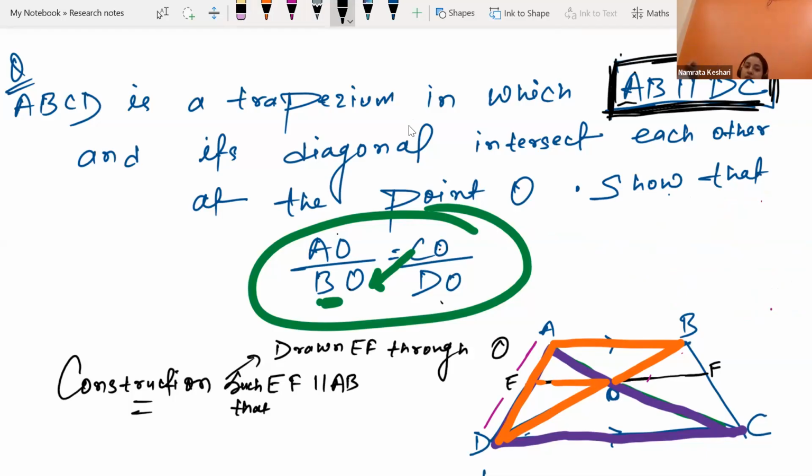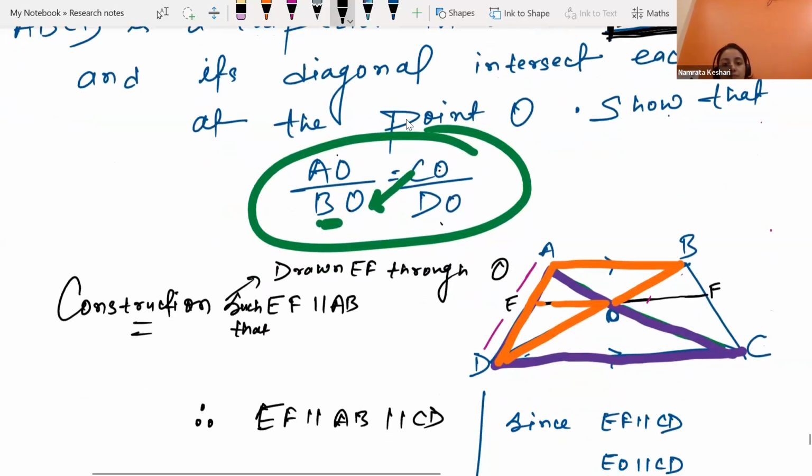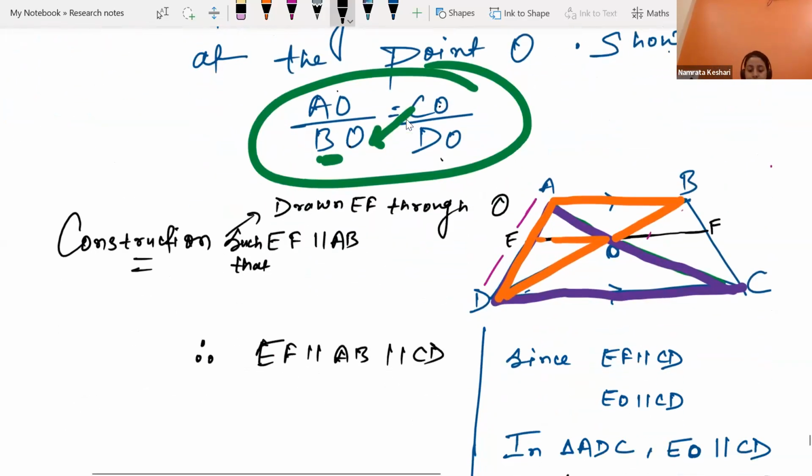We have just drawn a line which is parallel to AB. That means AB, EF, CD all are parallel with each other, and then we have just used the basic proportionality theorem based on the observation of what we have to prove. Accordingly, we have taken the triangle and applied the basic proportionality theorem. We ended up getting the proof. Is it crystal clear to all of you? Have you noted it down? Yes, ma'am.